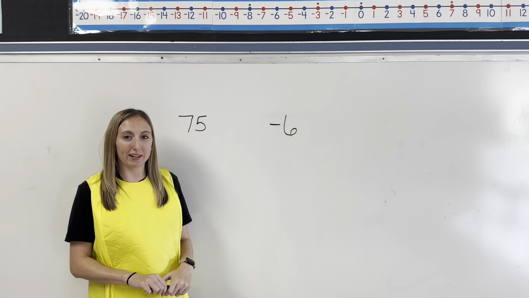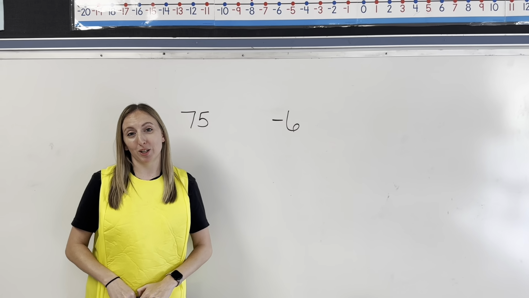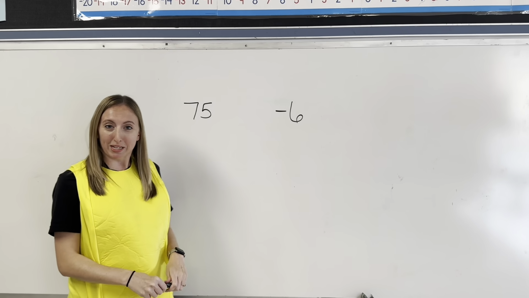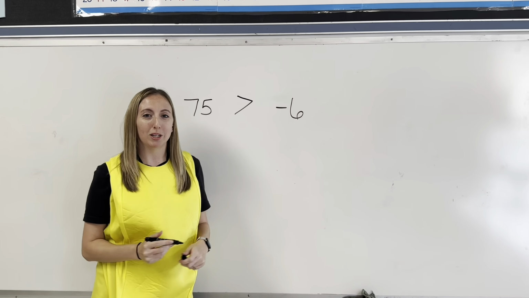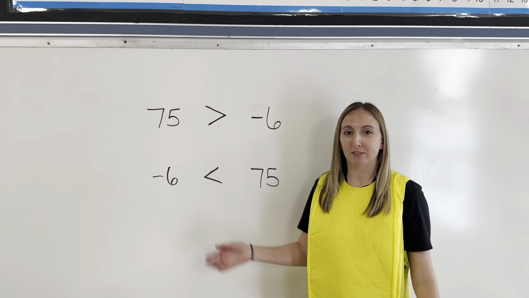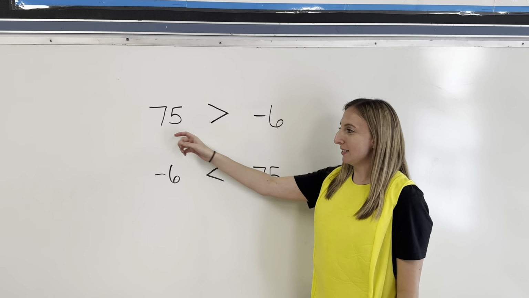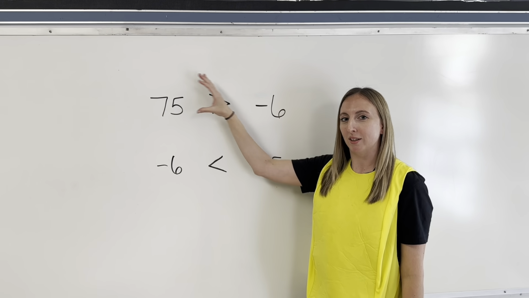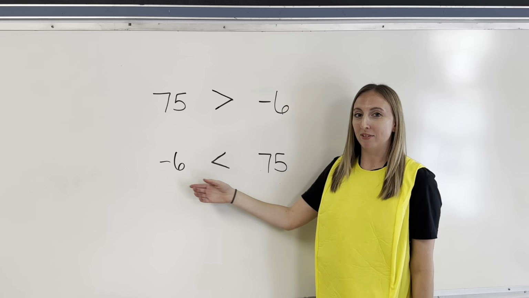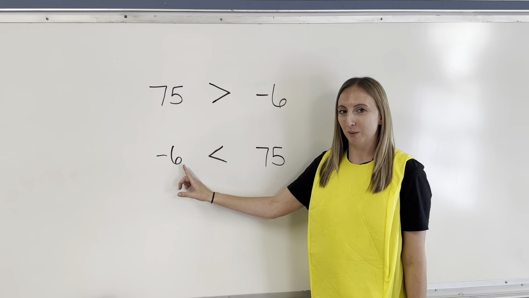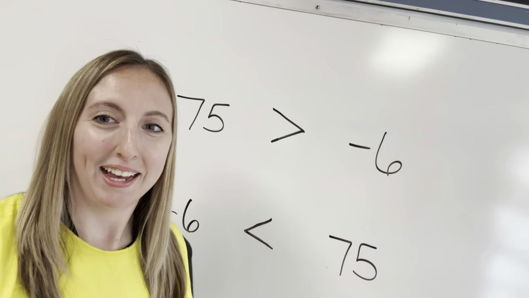-6 degrees. Help! Help! When comparing rational numbers, we are trying to determine which one is the greatest and which one is the least by using a greater than or less than sign. So we read our greater than or less than signs just like we read a book, from left to right. So this first one says 75 is greater than -6 because this symbol is open to the left. Then down below we have -6 is less than 75 because our symbol is closed to the left. And that's inequalities.